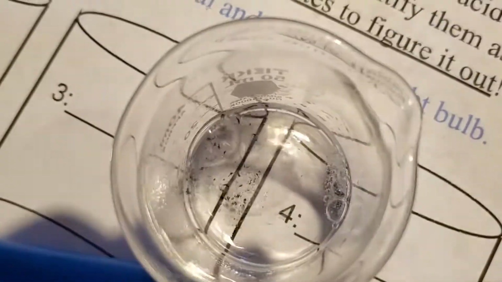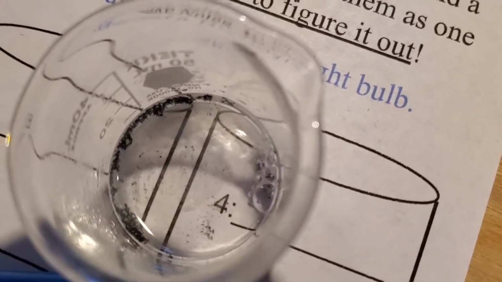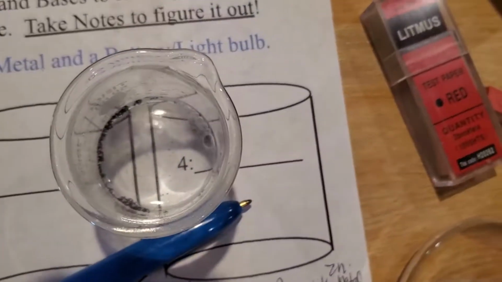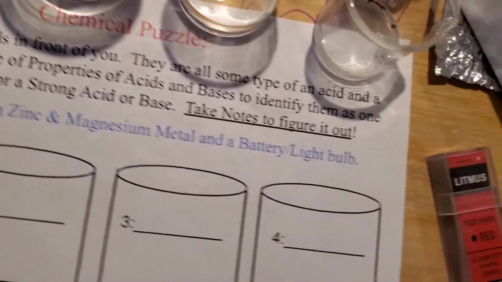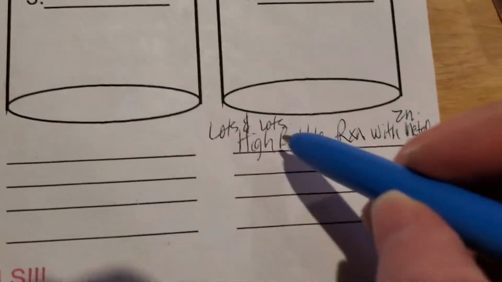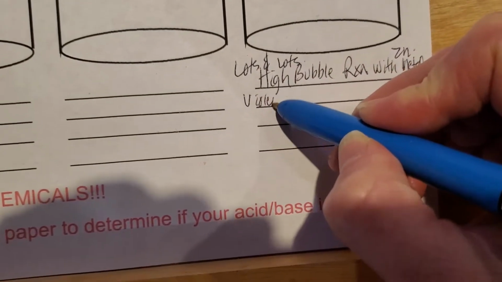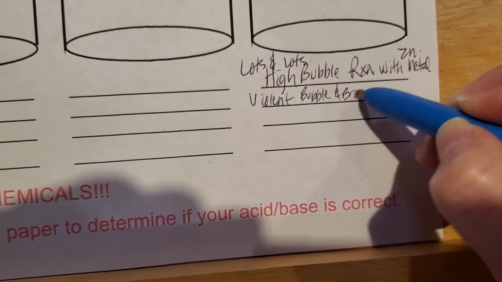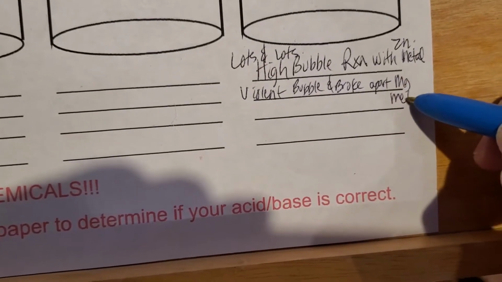Ready, set. Whoa, bam. Did you see? Not only as soon as it hit, it also broke apart, that was even worse. This one's still sort of slowly going, but do you see the difference? That one just massacred it. So this one, we can go ahead and say we have violent bubble and broke apart the magnesium metal for this one.